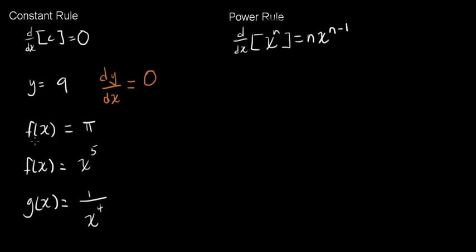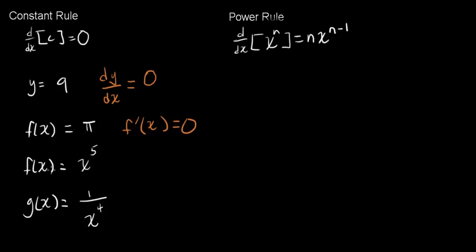Let's try the second one. f of x is equal to pi. What is going to be f prime of x? Well, the important thing to realize here is that pi is a constant. It's not something that's going to change in value. It's always going to be pi. And the derivative of a constant, as we've learned, is always going to be 0.